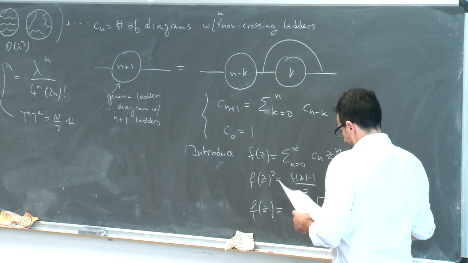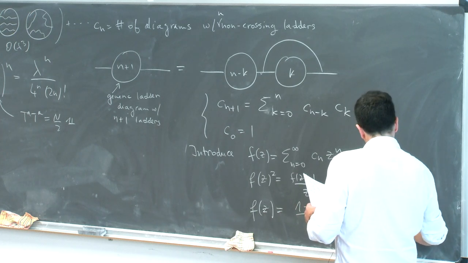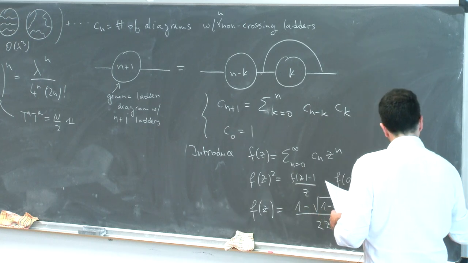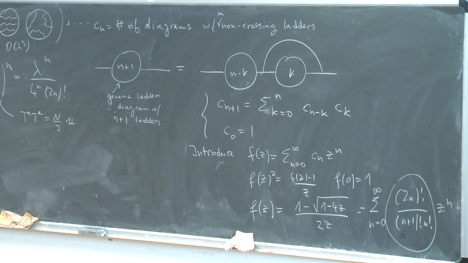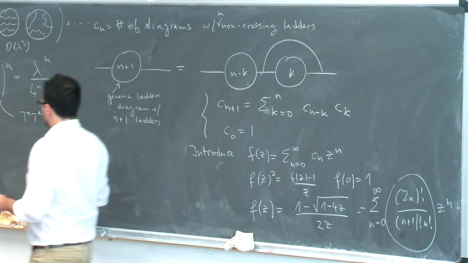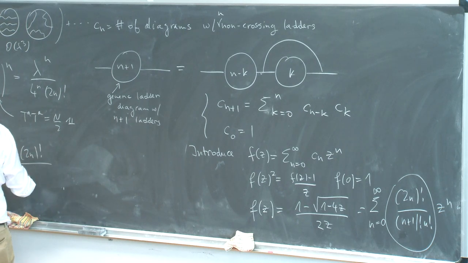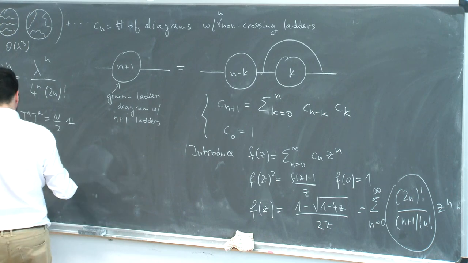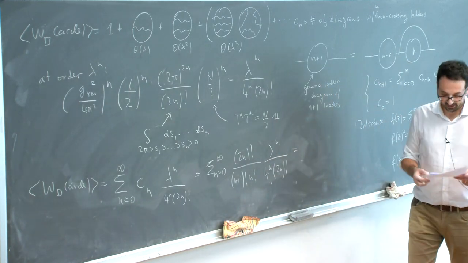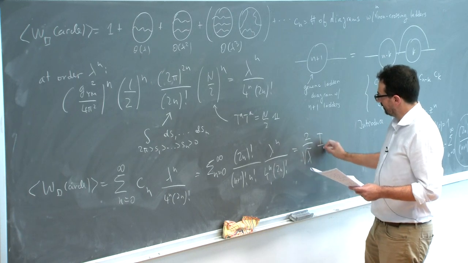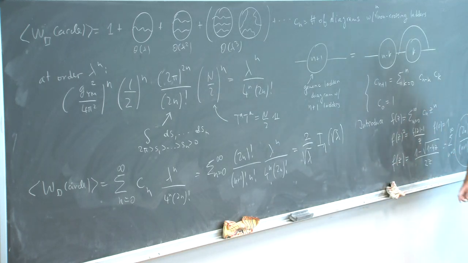So now you can write this equation as an infinite series. So this is 2n factorial over n plus 1 factorial n factorial, z to the n. So now you immediately understand that this guy is c_n. So this sum here becomes the sum over n of 2n factorial over n plus 1 factorial n factorial, times lambda to the n over 4 to the n n factorial squared. You plug it into Mathematica, and you get 2 over square root of lambda, Bessel function I_1, of square root of lambda. So this is some modified Bessel function.